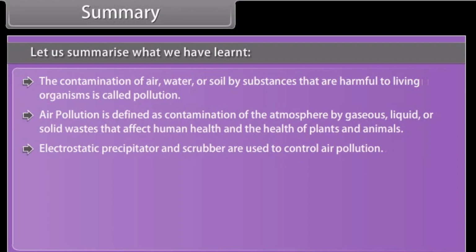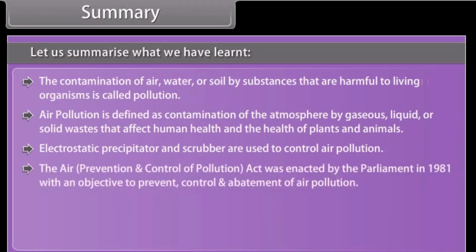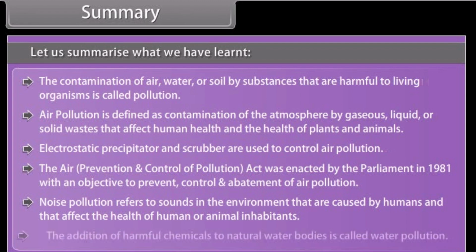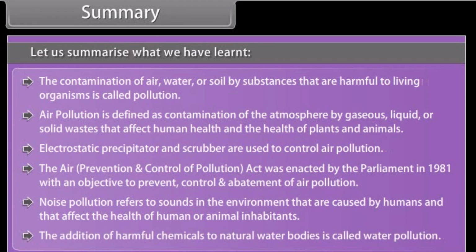Electrostatic precipitator and scrubber are used to control air pollution. The Air Prevention and Control of Pollution Act was enacted by the Parliament in 1981 with an objective to prevent, control and abate air pollution. Noise pollution refers to sounds in the environment that are caused by humans and that affect the health of human or animal inhabitants. The addition of harmful chemicals to natural water bodies is called water pollution.